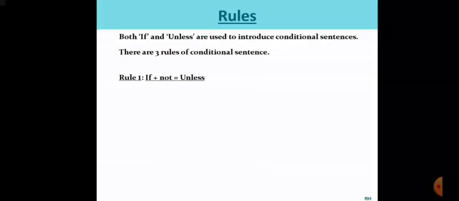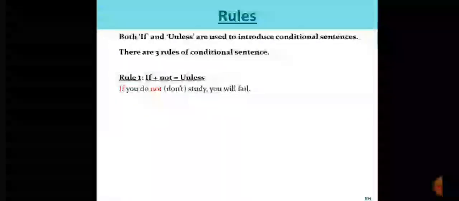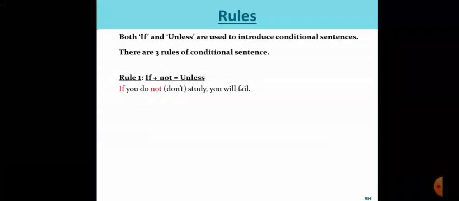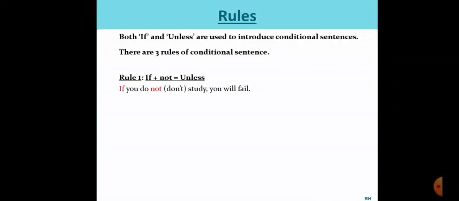The very first rule, students, is that if in the sentence the words "if" plus "not" are given, we use "unless" only. If you find in the sentence the word "if" and "not", then we use "unless" in the answer. How to replace it? Let's have a look. If you do not study, it's a condition, right? You're putting a condition that if you do not study, you will fail. Understand the meaning, students, it is very self-explanatory.